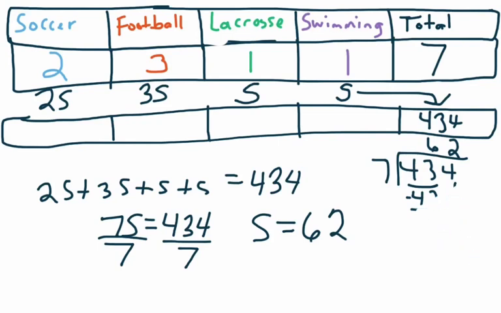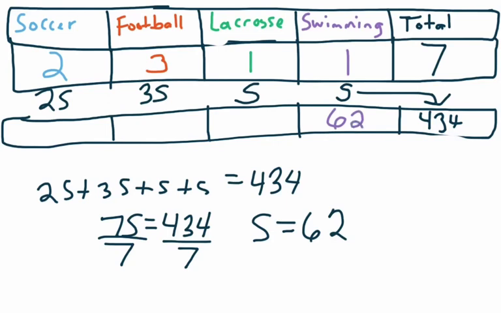Now we still want to figure out how many kids voted for soccer, football, lacrosse, and swimming. Well, lacrosse and swimming are going to be easy because we already figured out what S is. So we have 62 who wanted swimming and 62 who voted for lacrosse. Now to find soccer and football, you are going to multiply each of those by the coefficient and plug 62 in for S. So for soccer, it's going to be 62 times 2. 2 times 2 is 4. 2 times 6 is 12.